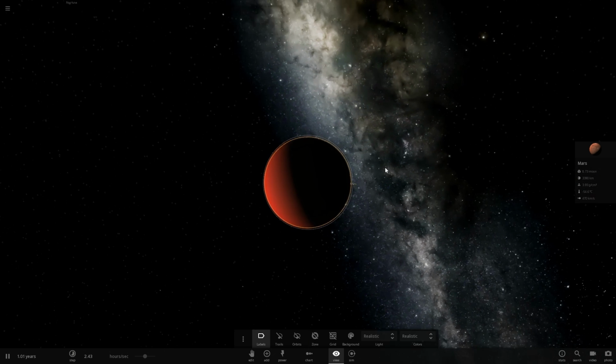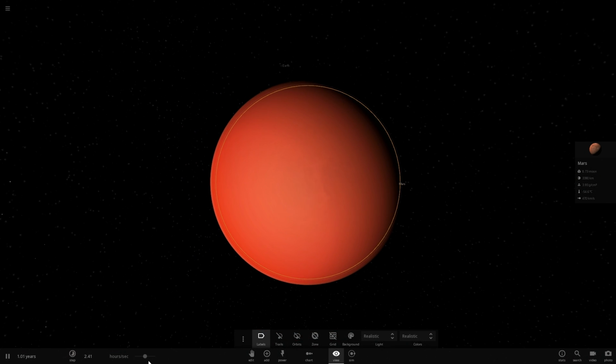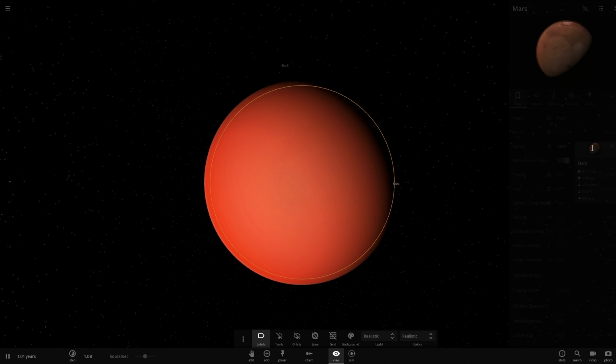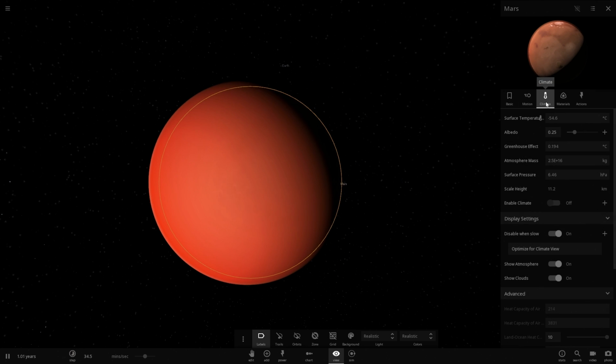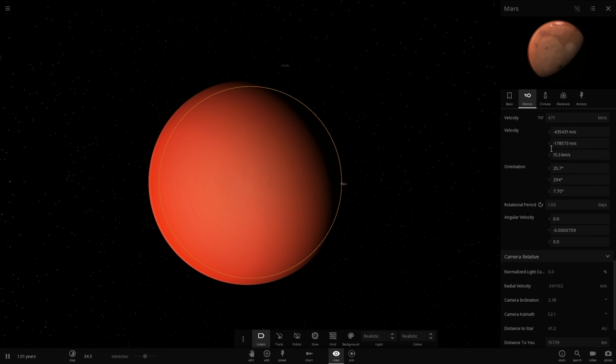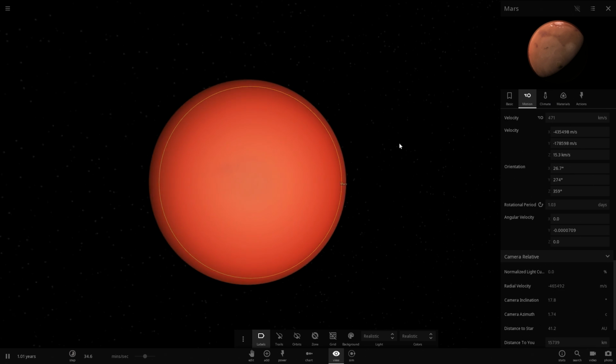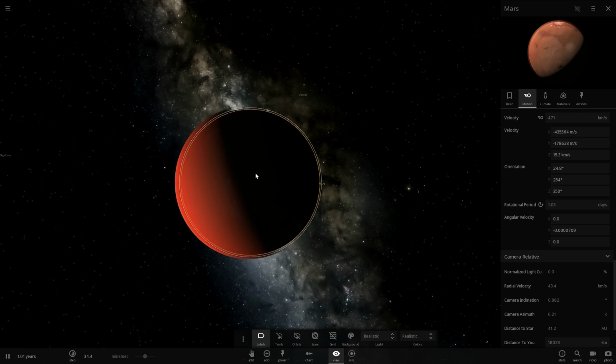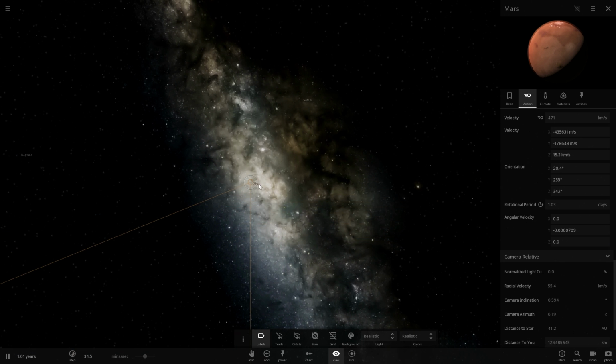So starting with Mars, which seems to be a little bit more red than usual, not sure why, but possibly because of the other stars. And what we can see is that the temperature has decreased just a little bit. It's moving toward the black hole at a velocity of about 470 kilometers per second, but other than that, it seems to be very similar to what it was like before.